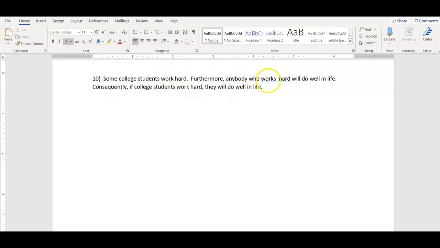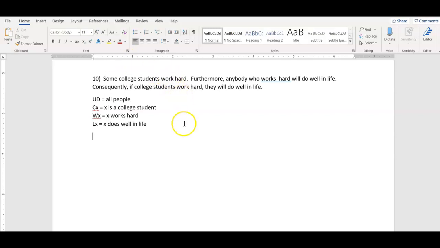Okay, last one, 10. Some college students work hard. Furthermore, anybody who works hard will do well in life. Consequently, if college students work hard, they'll do well in life. Let's set the UD for all people. Cx is X is a college student. Wx equals X works hard. And Lx equals X does well in life. We don't have any singular names in this one, so it's all quantifiers.